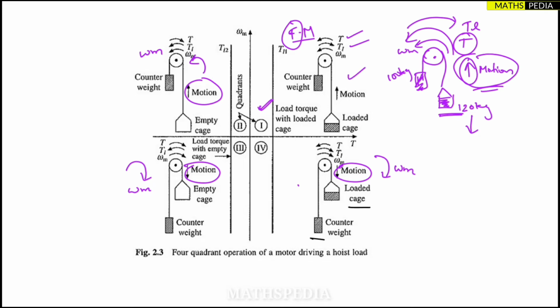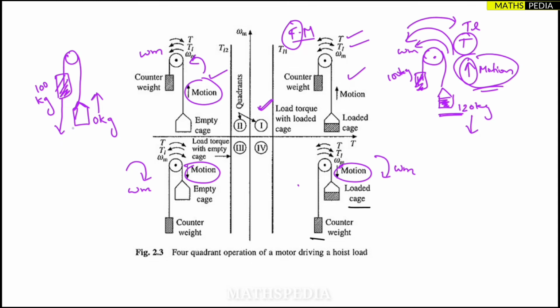In the second quadrant, as I said, speed already we have discussed, the motion direction. Once again, let me just draw this one. Now the difference here is we are having an empty cage. Whenever an empty cage is said, let me consider 0 kg, and this is a 100 kg counterweight. Now naturally, which will come up? This will pull down, right? So the cage will go up. Since it is empty, it will go up, and the counterweight will come down.